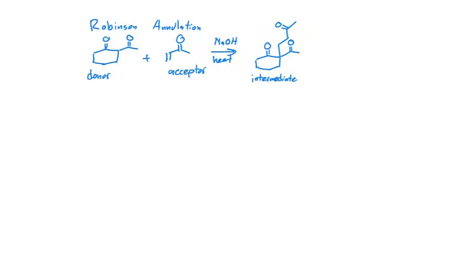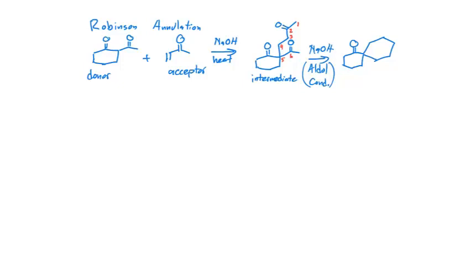We're going to make a ring, and I will number these again so you can keep track. I'm going to deprotonate carbon 1, and I'm going to attack carbon 6. So some more NaOH. This would be an aldol condensation.